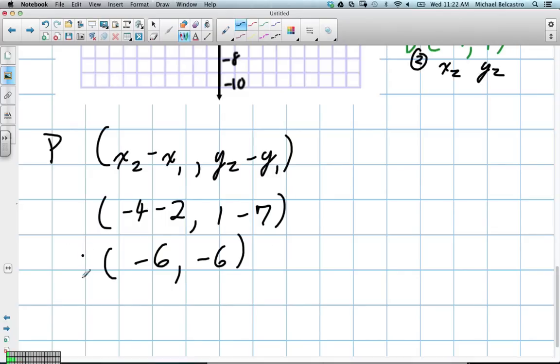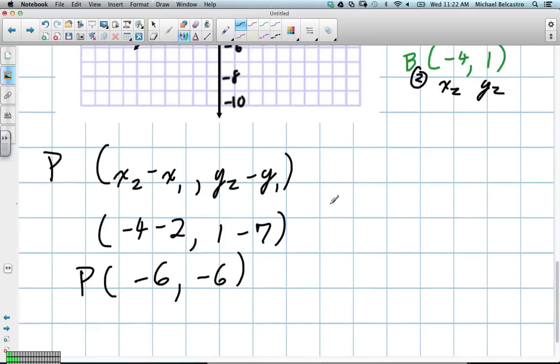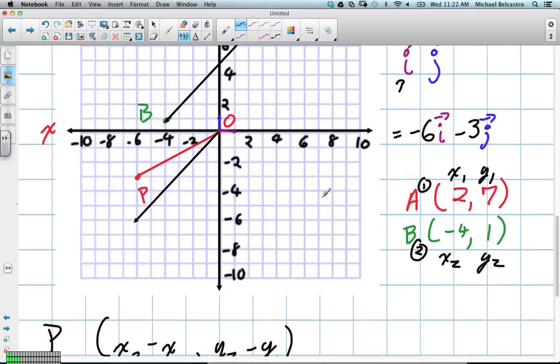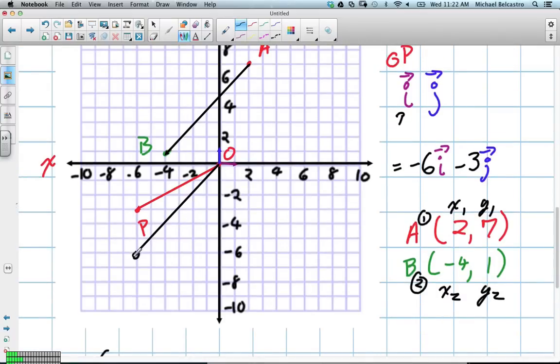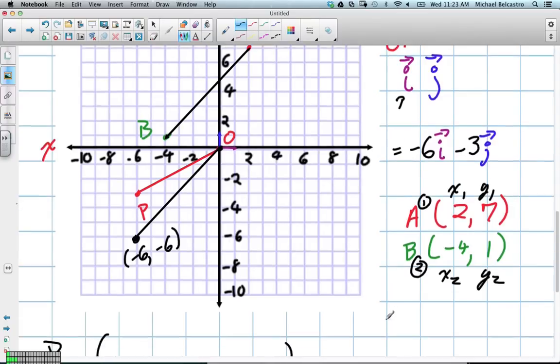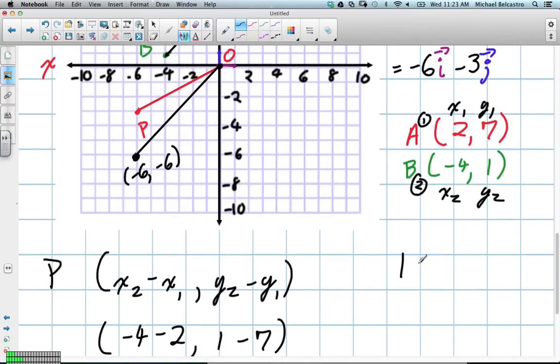So our point P, if we were to make this a positional vector, is exactly where we guessed it would be, right here at -6 and -6. So now the tail of this is at the origin, and our tip is at -6 and -6. And finally, there's one other thing they've given us a formula for. They want us to find the magnitude of this. So let's talk about the magnitude of vector AB.